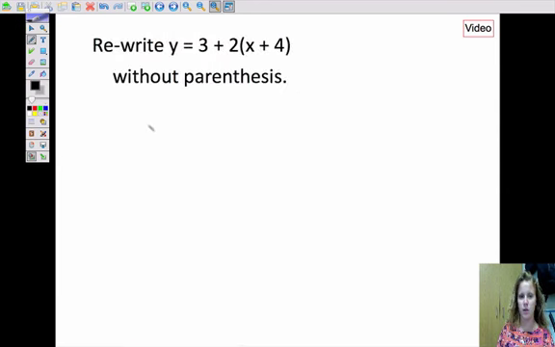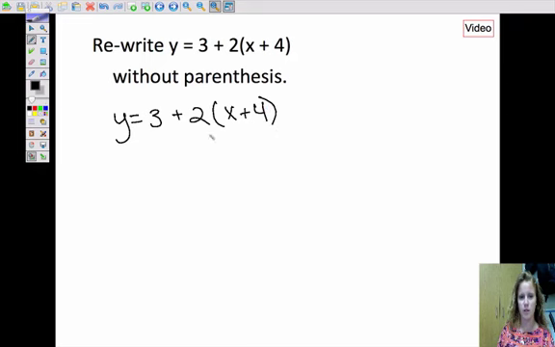So when we rewrite, it's also called simplifying. Usually we say simplify an expression, and this part of the equation is an expression. An equation has an equal sign. That's what makes an equation an equation. An expression does not have an equal sign. So we're going to simplify this equation, but mostly concentrating on this part, the expression on the right. So 3 plus 2 times the quantity x plus 4.